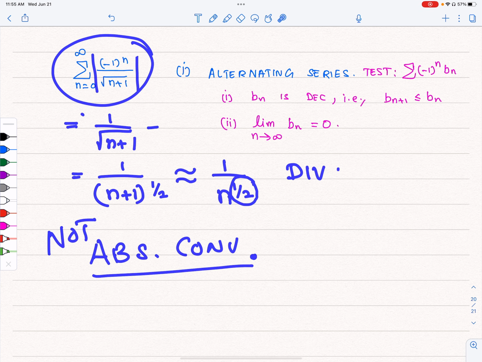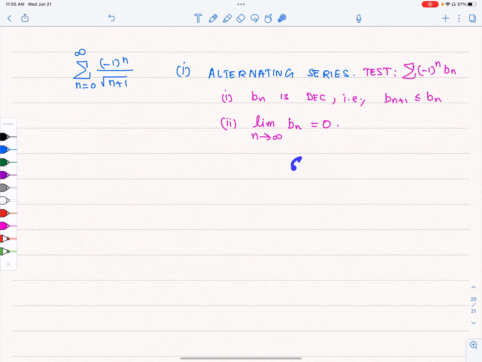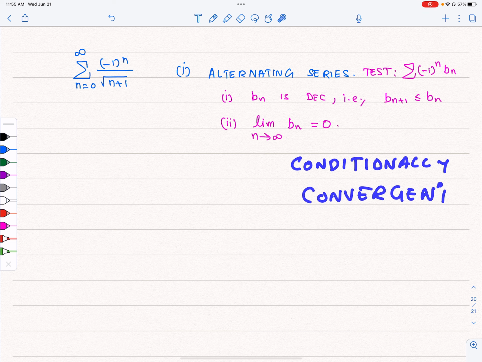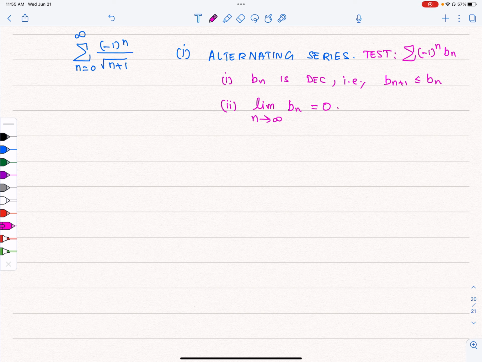So if at all this is going to converge, it might converge from this alternating series test, and if it converges, it is going to be conditionally convergent. So it cannot be absolutely convergent. The best it can be in this case is conditionally convergent. Let's see if it satisfies. As a matter of fact, it satisfies both conditions.